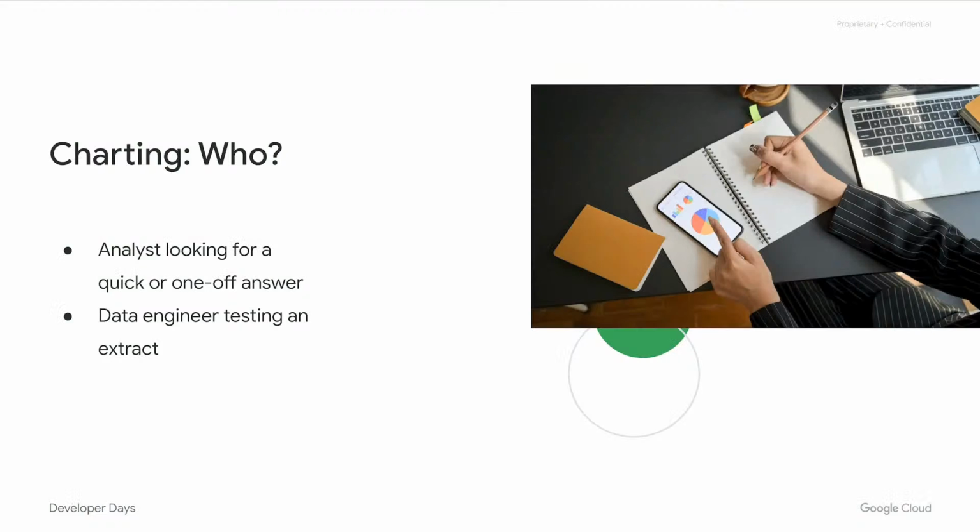So, how can we transform the current state of enterprise BI to this promised land that I've described? Well, let's take a look at what that would look like for each of our individual use cases. We'll start with charting. Let's take a look at who would be charting, or what I mean when I say that. Generally speaking, it's someone looking for a quick answer to a question.